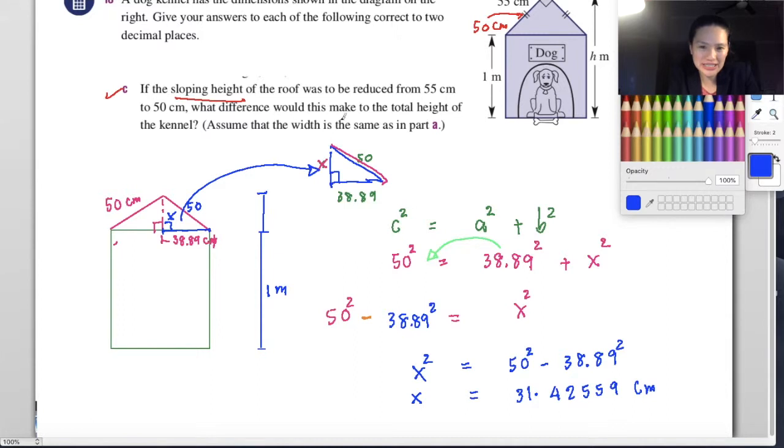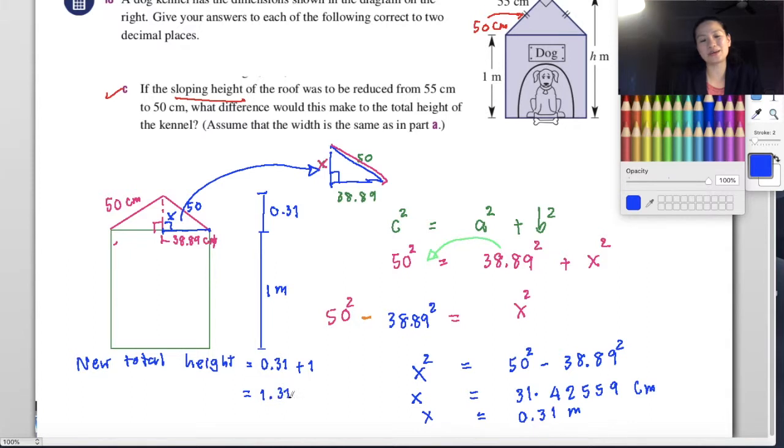What difference would it make to the total height? Okay, let's convert x to meters. So it's 0.31 meter. So the new total height equals, no, this one is 1 and this one is 0.31, so it comes to 0.31 plus 1, which equals 1.31 meters.